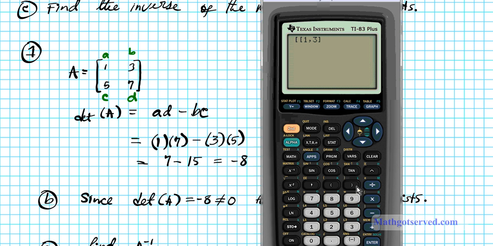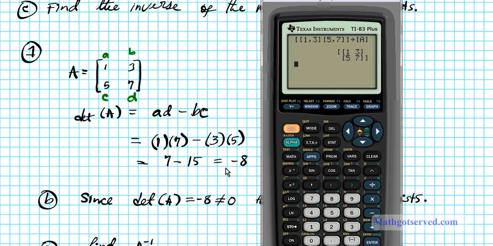And then enter the second row, 5, comma 7. Close the second row, and then close the entire matrix. I'm going to store this in matrix A. So all I'll do is I'm going to call up matrix A by pressing second function x to the negative 1, which gives me access to the matrix menu. Enter to select matrix A, and I press enter. So this has been stored in matrix A.